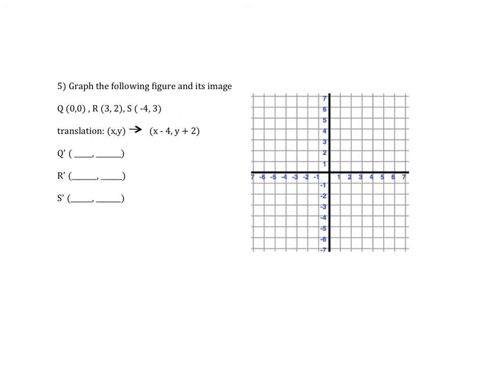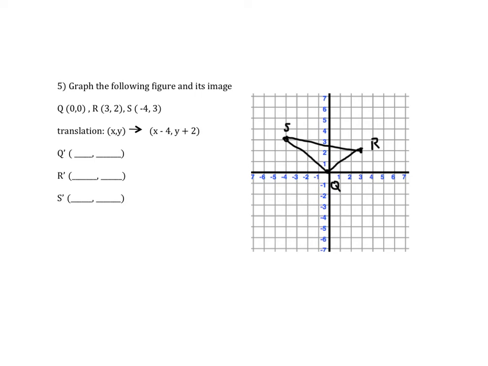Okay, in our last example, it says graph the following figure and its image. So the original points are Q at 0, 0, and R at 3, 2, and point S at -4, +3. So if you connect those points, then we create a triangle. Okay, so the image would be the result of the transformation according to this rule.